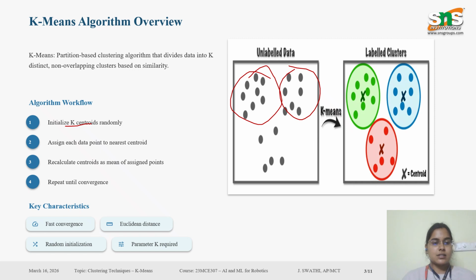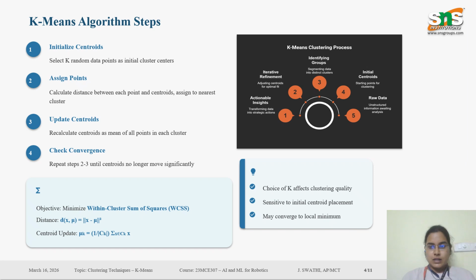The key characteristics are fast convergence, use of Euclidean distance, random initialization, and the parameter k requirement. Now here we are going to discuss the algorithm steps. Next is initializing the centroids: select k random data points as initial cluster centers.